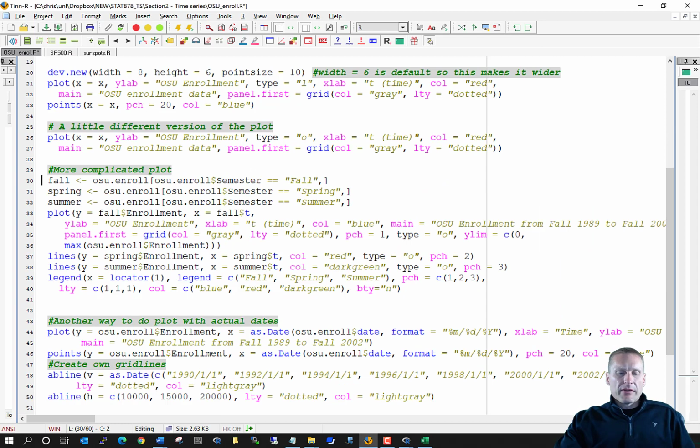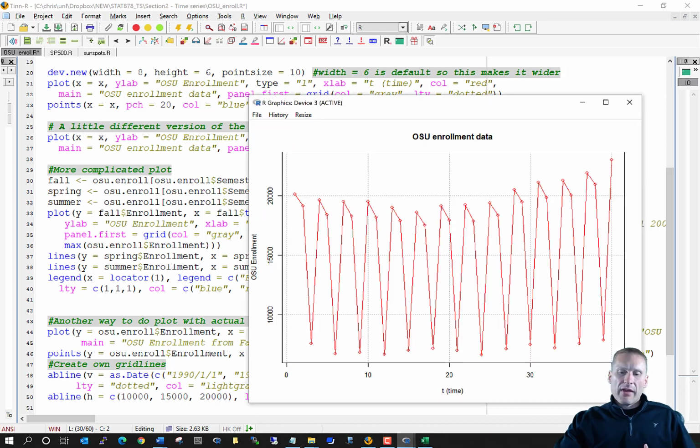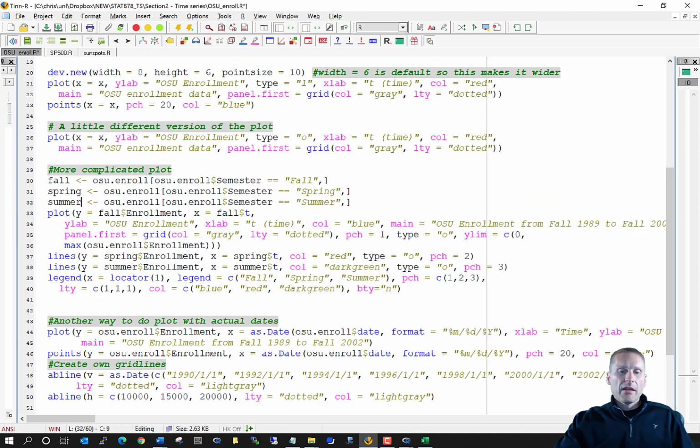Now we can do other kinds of plots as well to help us better see this trend. So once again, we know that we have this pattern. The falls are similar to one another. The springs are similar to one another. The summers are similar to one another. So how about we change this plot so we can see that trend better? How about we connect the points by semester instead of just consecutively? So to do that, then, I'm going to create 3 different objects in R. One for all the fall enrollments, one for all the spring enrollments, and one for all the summer enrollments.